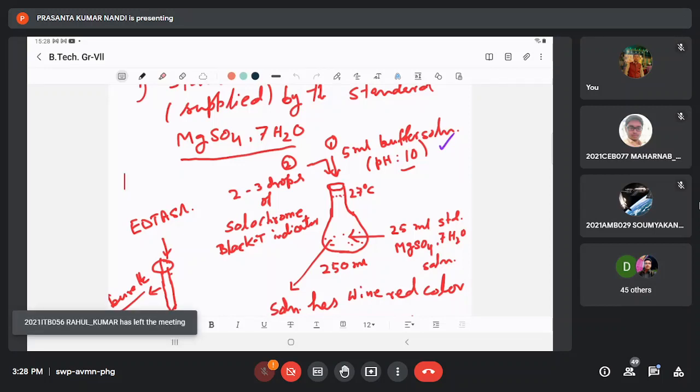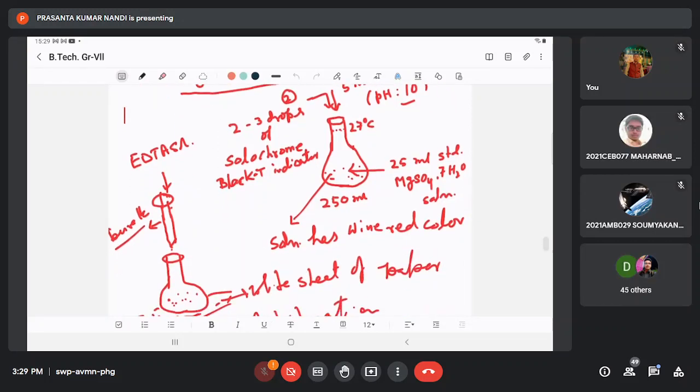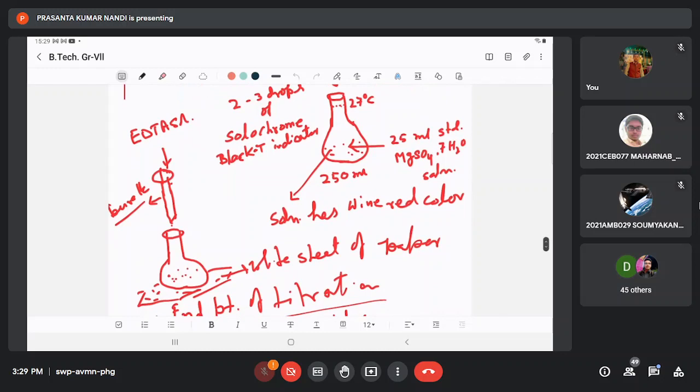The mixture will have a wine red color, right? Somewhat faint pink. So, if you take 25 ml standard magnesium sulfate solution and then add 5 ml buffer solution to it and 2 to 3 drops of solochrome black indicator, then the entire solution will turn wine red. Now, this mixture you have to titrate using EDTA solution.